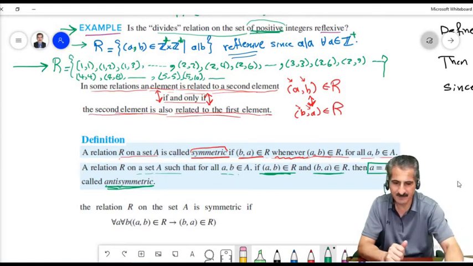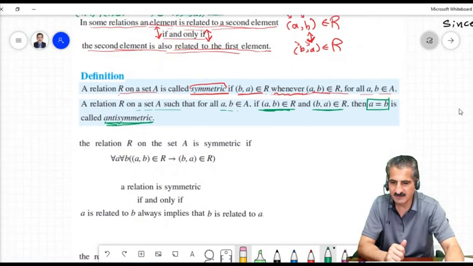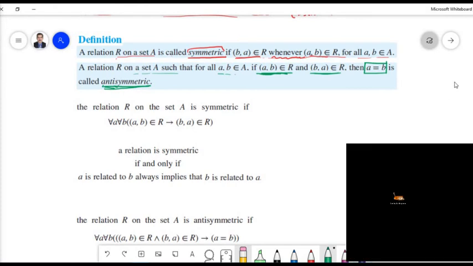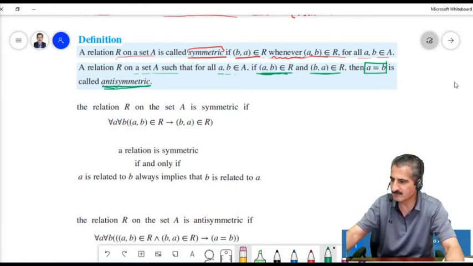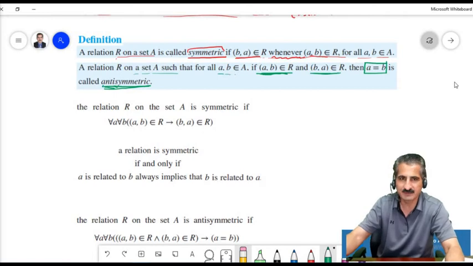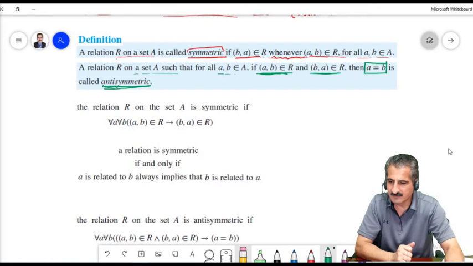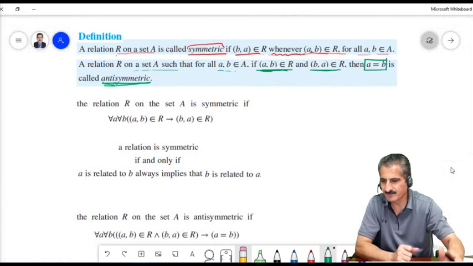Okay, thank you. Now, let's understand this. We have got the idea of symmetric. If A is related to B, (A, B) is in R, then (B, A) must also be in R. We agree? Okay. Now, what about the antisymmetric? Let's read the sentences below here. Let's go back to the symmetric.